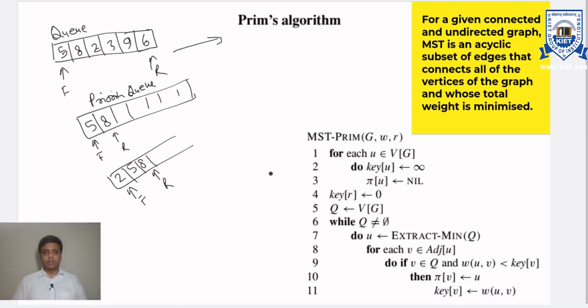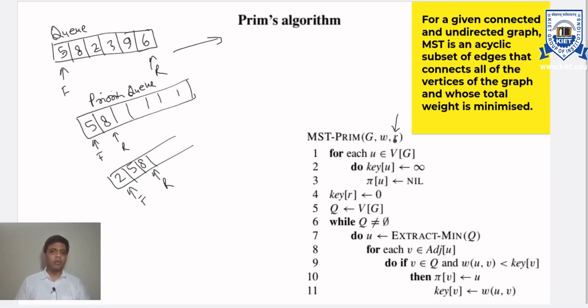So that is one thing, the priority queue. And now the notations: G is the graph, W is the weight, R is some source. In Kruskal's algorithm, when you call the function from the main function, there is no requirement to give a starting point. But in the case of Prim's algorithm you have to specify the starting point, the node from which you have to start. So in Prim's algorithm, along with G and W you have to provide R as well. R means the starting point.